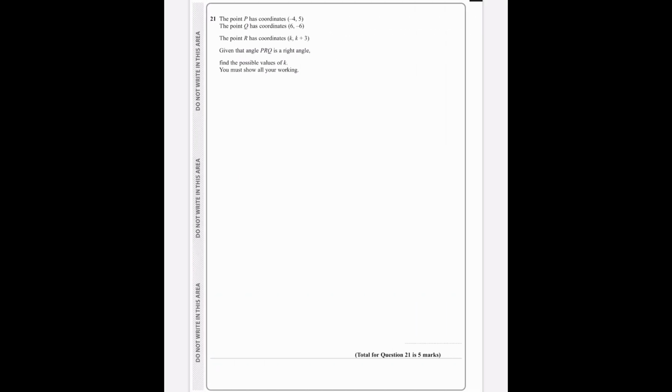Question 21, so we've got P, R and Q. And we're given P and Q. A little sketch here can help us. It's not a very good sketch, I know. Hopefully you can put up with that fact. There's my point R, where those two meet. They meet at right angles, which means the two lines are perpendicular to each other. R is k plus 3.